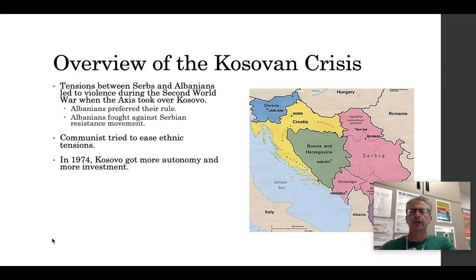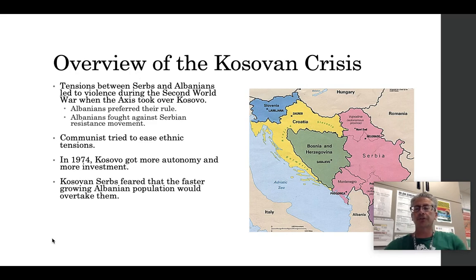In 1974, the region of Kosovo is going to get more autonomy, as well as more investment. This area, the standard of living and development was a little slower than the other regions of Yugoslavia, and so the government decided to dedicate a little bit more funds and give more voice to the Kosovars in internal matters.